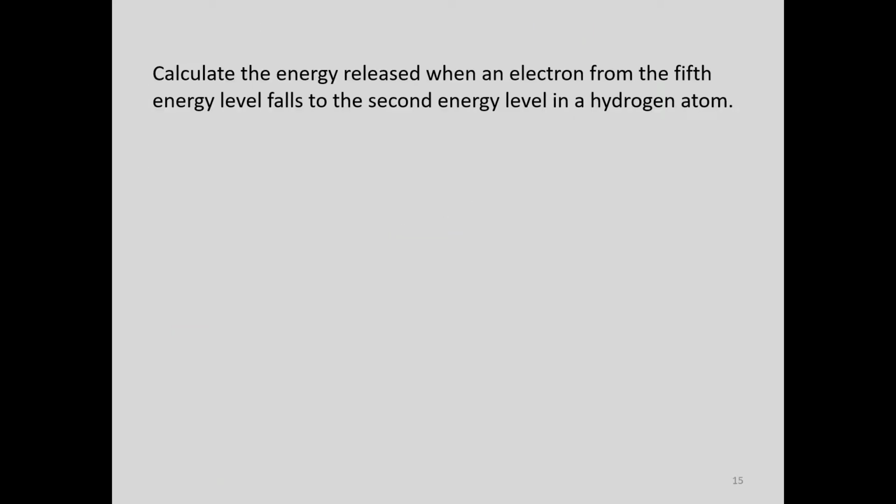Okay, so let's do a calculation. So calculate the energy released when electron is from the 5th energy level. So kita tulis dia N equal to 5, and then dijatuh ke second energy level 2. Okay, so which one is Ni, which one is Nf? Mana satu Ni, mana satu Nf? Mana satu initial? 5. Yes, so this one is Ni and this one is Nf.